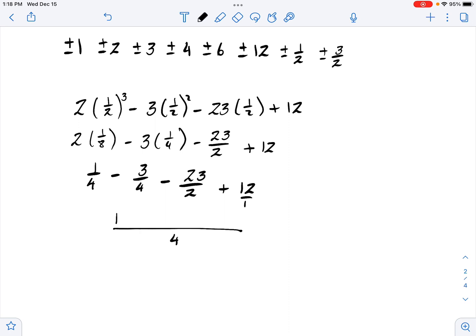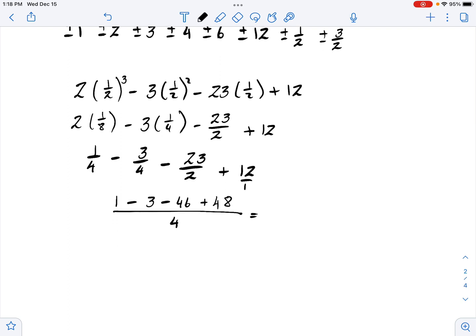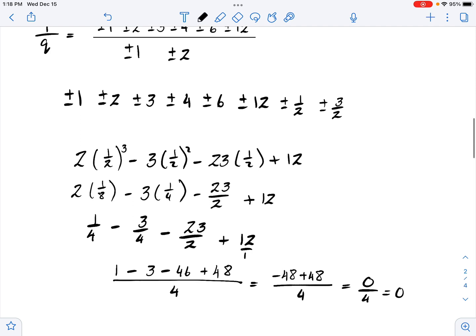And so I will get 1 minus 3, minus 2 into 4 is twice, 2 times 23 is 46, plus 1 into 4 goes 4 times, 4 times 12 is 48. And so if I add up my numerator, I get 1 minus 3, that's minus 2, minus 46, that's negative 48, plus 48. And sure enough, that is 0 over 4, which is 0. And so 1/2 is indeed another one of my zeros.